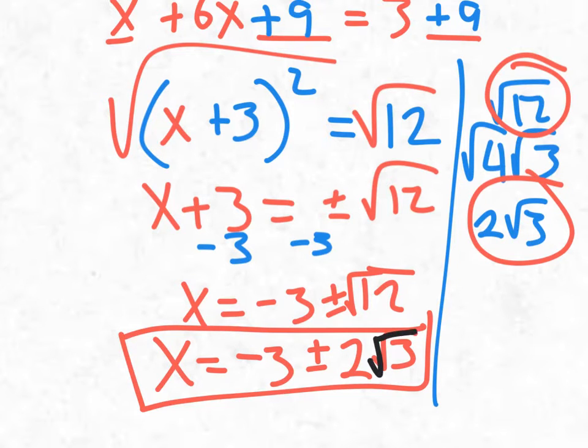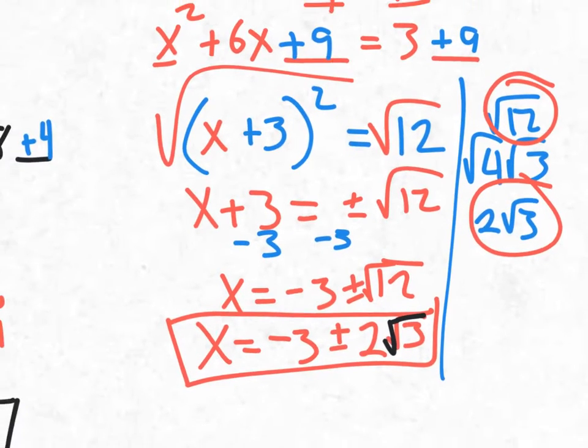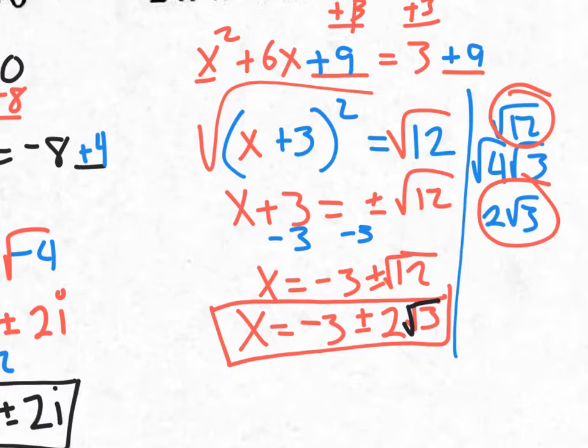Why didn't we do that on number 28? Why did we not do that? Yeah, like we just left it like the square root of 10. Oh yeah, because the square root of 10 can't be broken down.